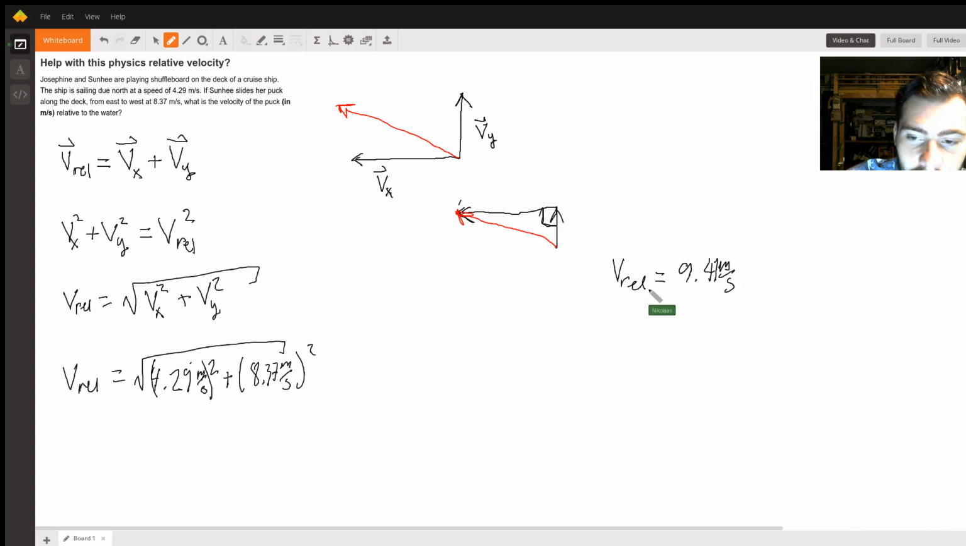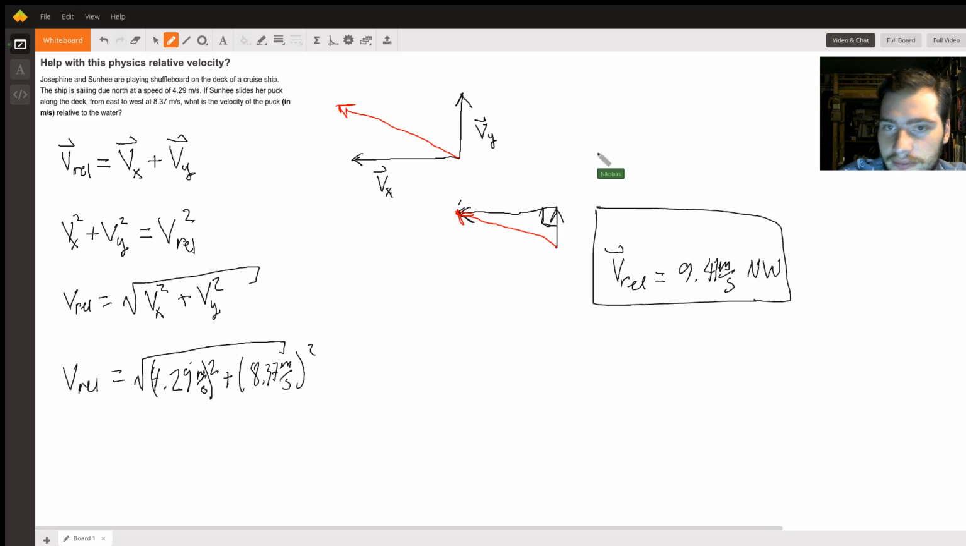Now that's not quite it because we need direction, since we are still looking for a vector. Since we're moving north and then we're moving west, our direction would be northwest. I hope that helps answer your question.